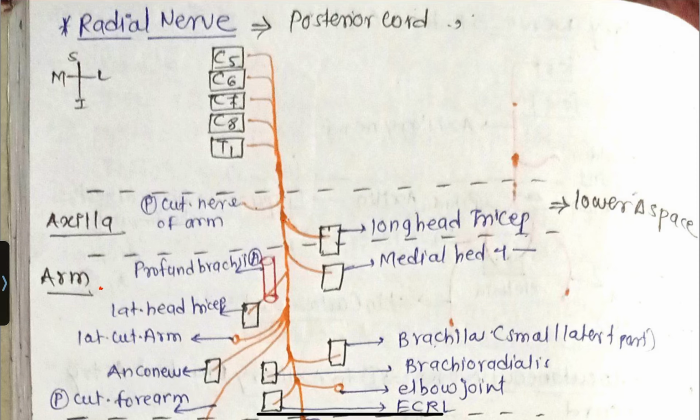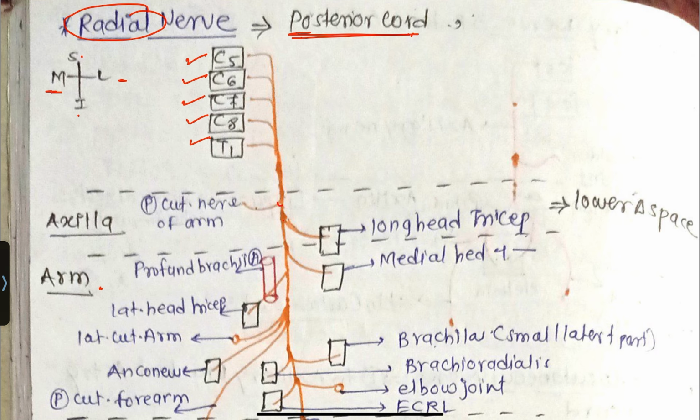Hello medicos. Now we'll discuss the radial nerve, which arises from the posterior cord of the brachial plexus, like the axillary nerve, and arises from the roots C5, C6, C7, C8 and T1. Okay, the axillary nerve is from only C5 and C6. See these directions: superior, inferior, this side is lateral and this is medial.